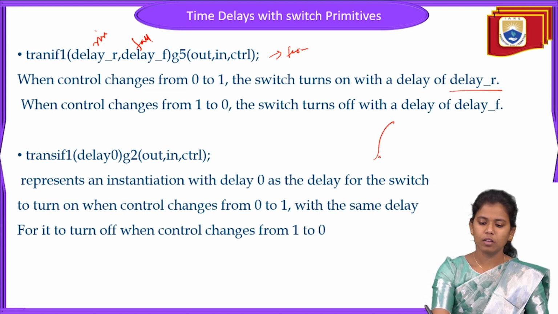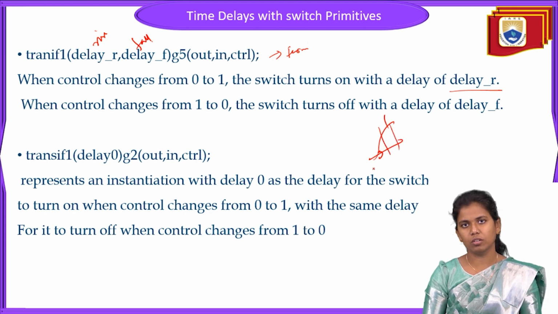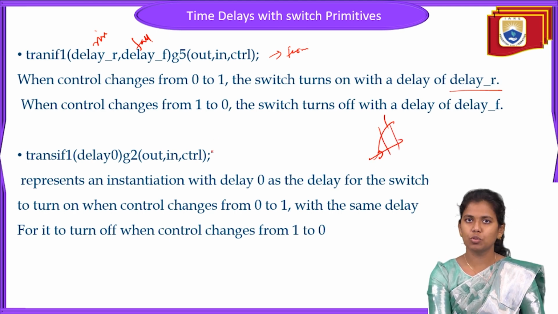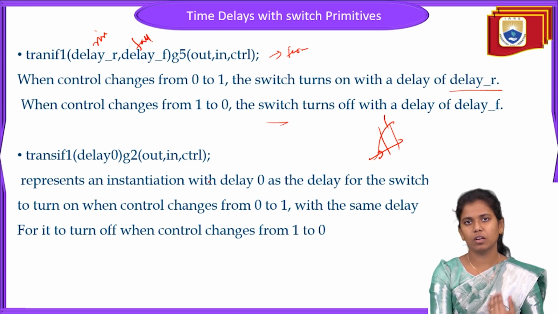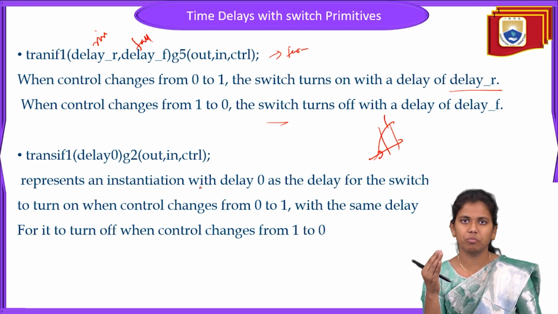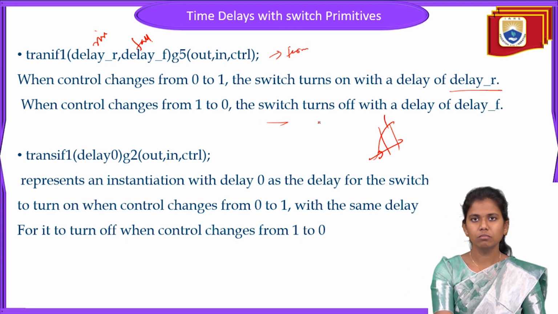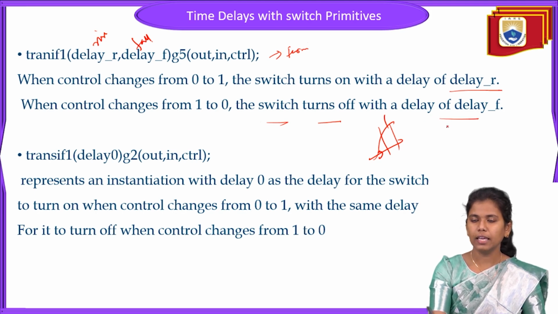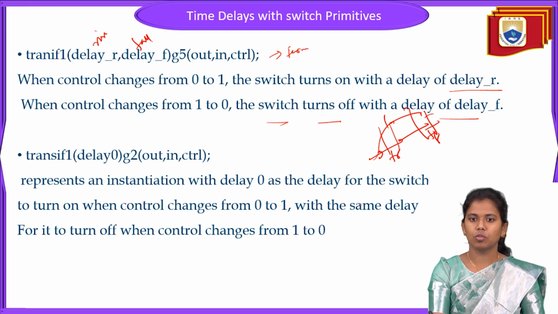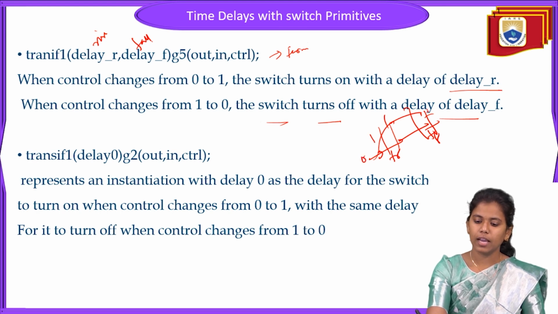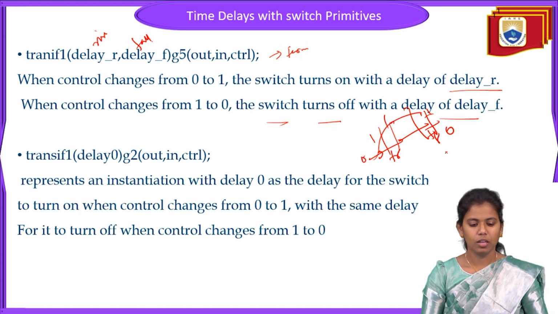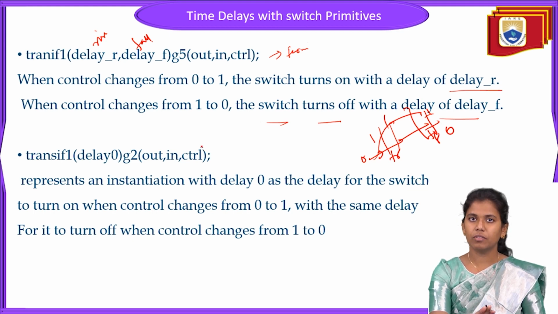From 0 to 1, obviously the switch turns on, and then when the control signal goes from 1 to 0, the switch will turn off with a delay of delay F, that is the fall delay. So here it is the rise time, and here it is the fall time. The transition takes place from 0 to 1, and here it is from 1 to 0. And then here we see the rise and fall time, right?